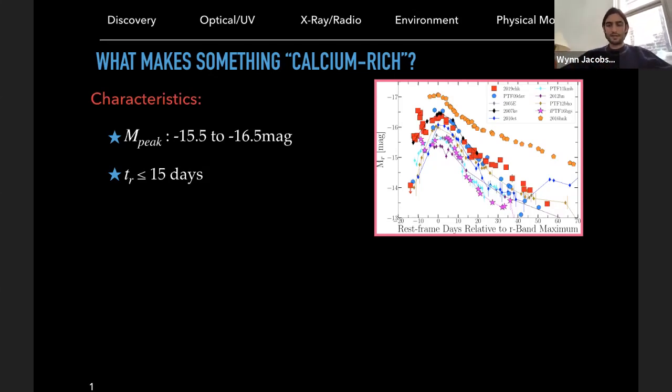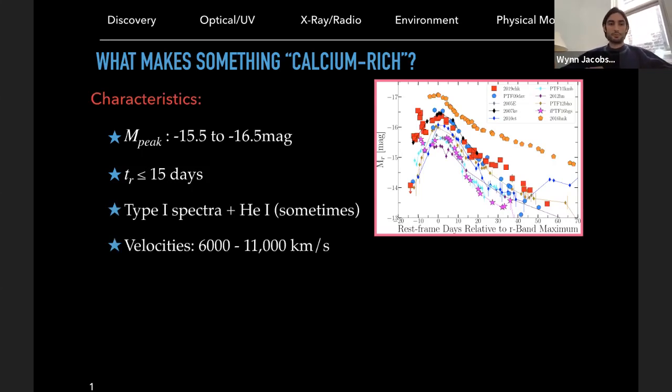And on the right, you can see the overlaid light curves of a bunch of different calcium-rich transients. The sample is pretty small, as you can tell. But what you can really see is that they rise pretty quick and they decline also very rapidly. And their peak absolute magnitudes are pretty low, indicating that they synthesize a low amount of nickel to power their light curves. And they also have a pretty low amount of ejecta thrown out in the explosion. So that's why they rise pretty rapidly.